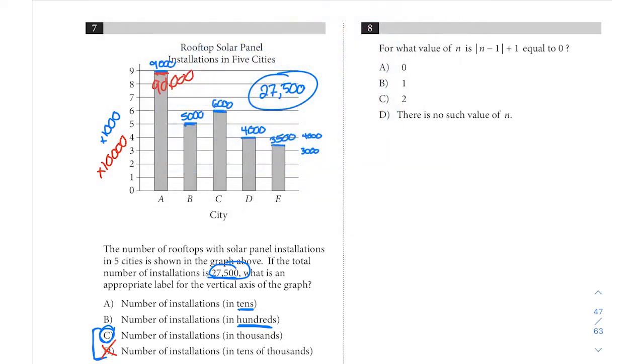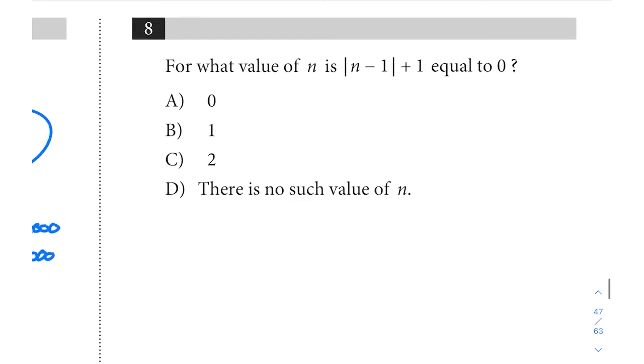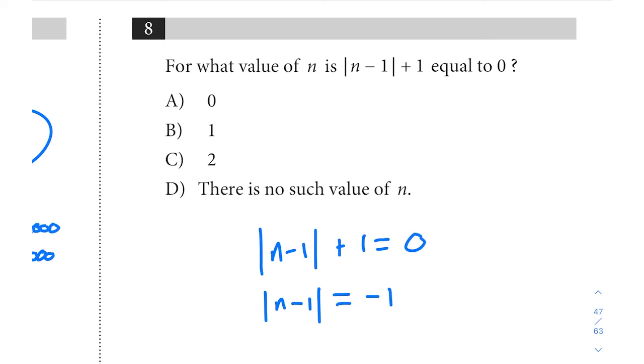Now let's take a look at question 8. They say, for what value of n is the absolute value of n minus 1 plus 1 equal to 0? Okay, well, let's try to create our own equation here. Absolute value of n minus 1 plus 1 equals 0. To solve absolute value expressions, first you have to get the absolute value by itself. So here you would subtract a 1 from both sides and get the absolute value of n minus 1 equals negative 1. And this is something that I want us to recognize right away as soon as we see it.